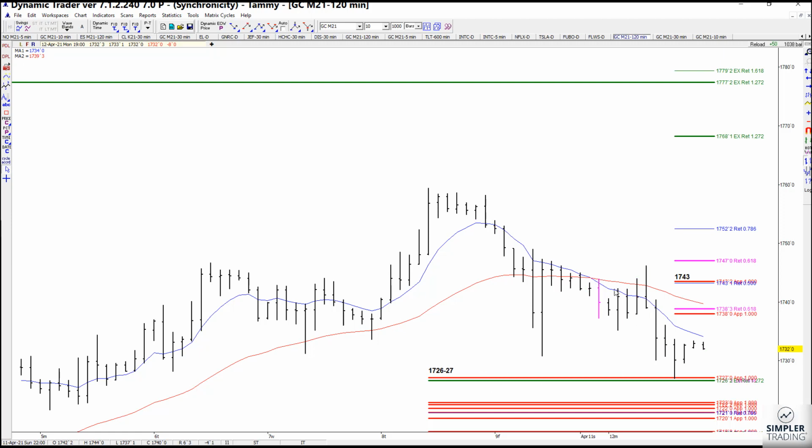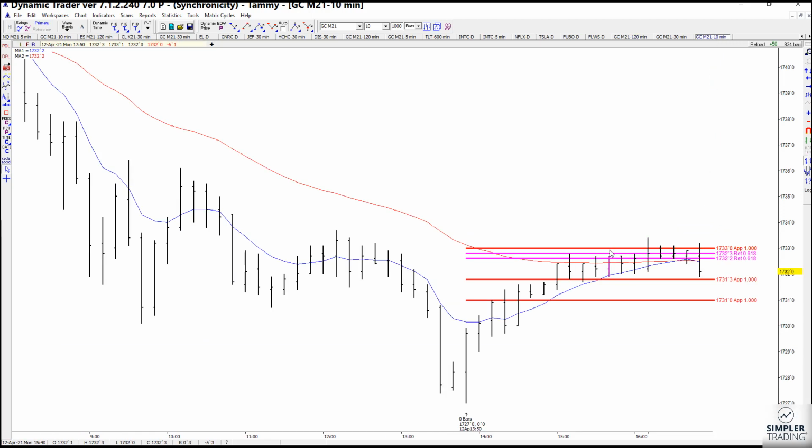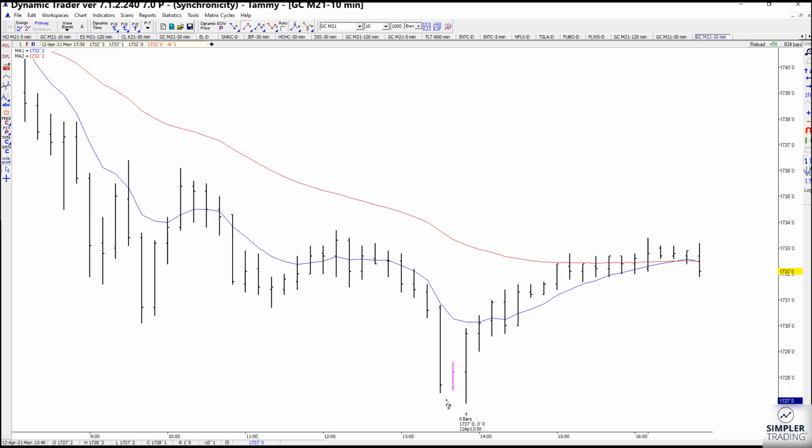Okay, and the thing we do need to remember about gold is we don't have the moving averages on our side on this 120-minute chart. However, your risk is defined. You can put your stop just underneath this 1726 to 27, or this is the 10-minute chart that I'm talking about where we've gone through all of this resistance already, or we can find you a closer zone of risk here on this 10-minute chart.